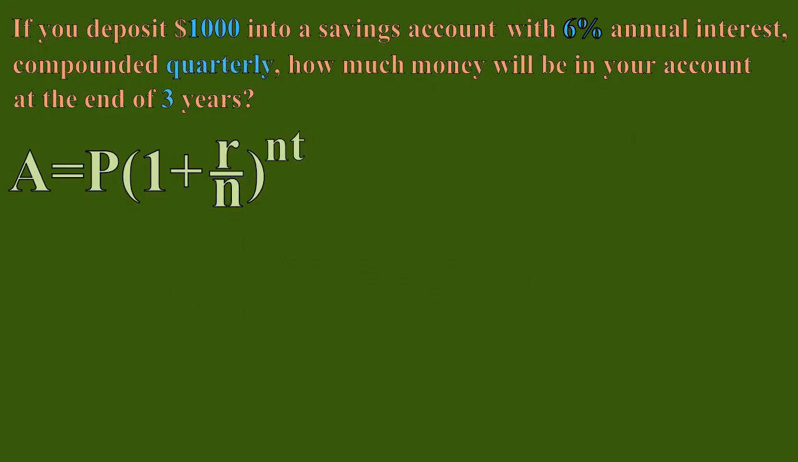You need to know how much money you'll have at the end of 3 years and how much interest you've earned during that time. We'll start with the principal, P, which is how much money you invested. For this problem, P equals 1,000.